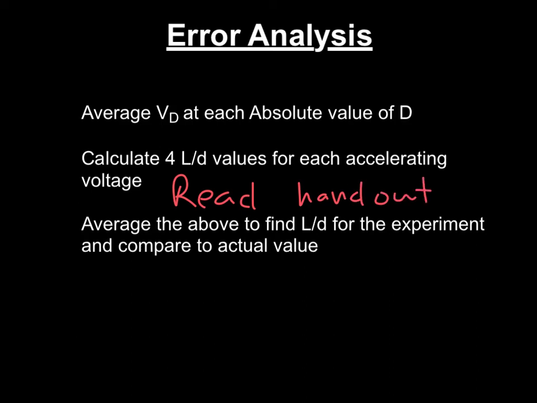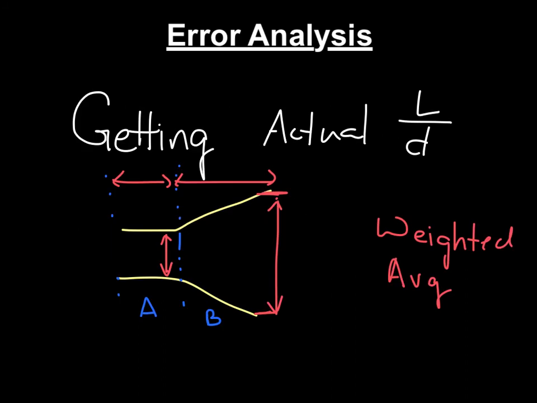Then you will average all of the above to find L over D and compare it to the actual value. Well, how do you get the actual value? Looking at your schematic, you see that these plates are flared. That's because if you come in here and you deflect, you don't want to run into the side.